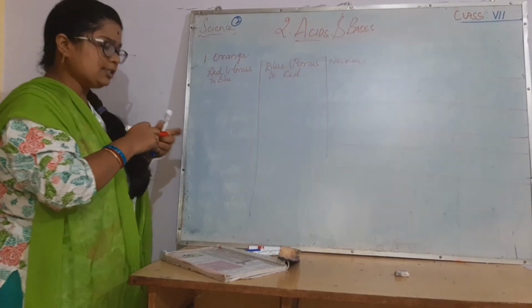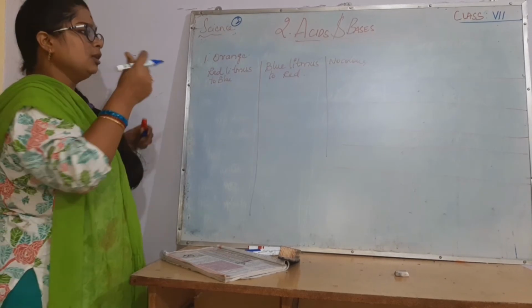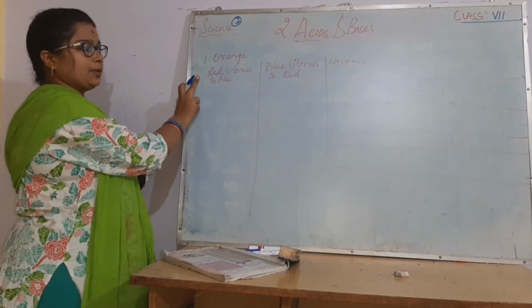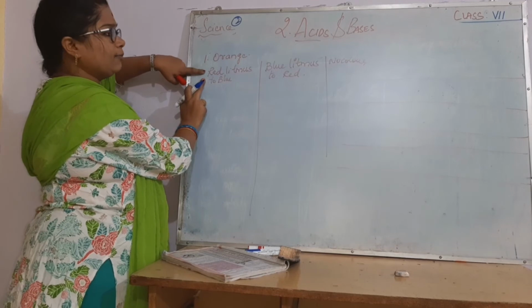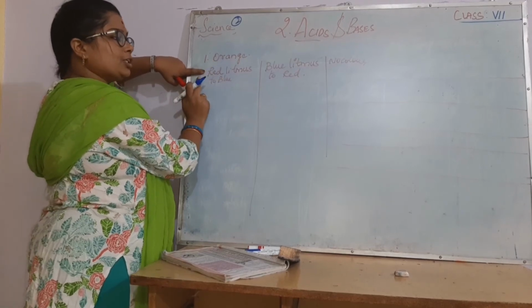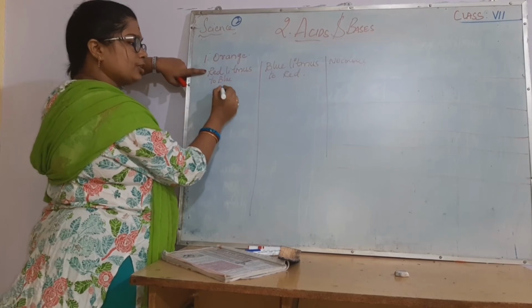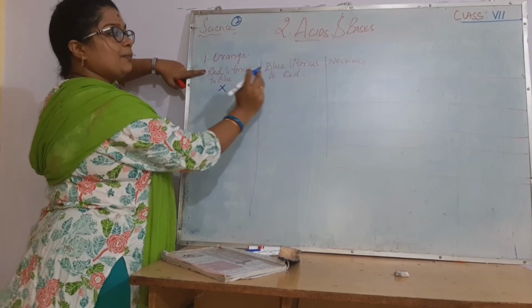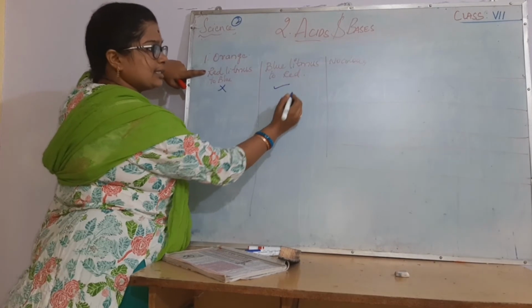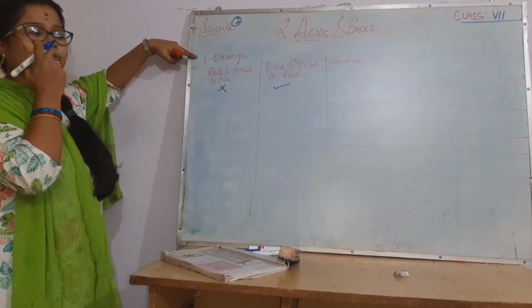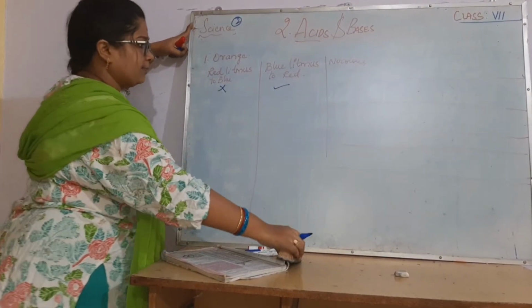So what is this? You are supposed to take a red litmus paper, put it on orange, and see which color it changes. If you put red litmus paper, it does not change any color. If you put blue litmus paper, there is also no color change. Next one.